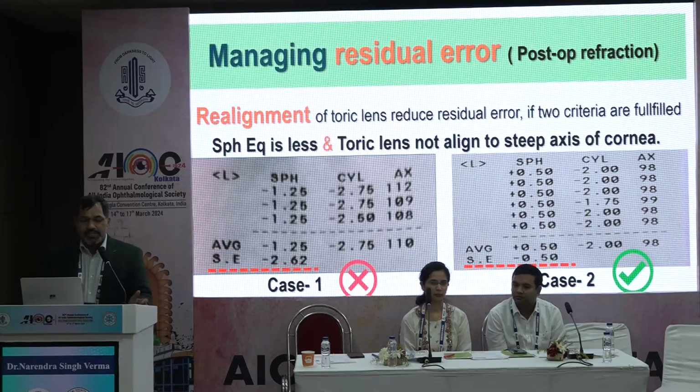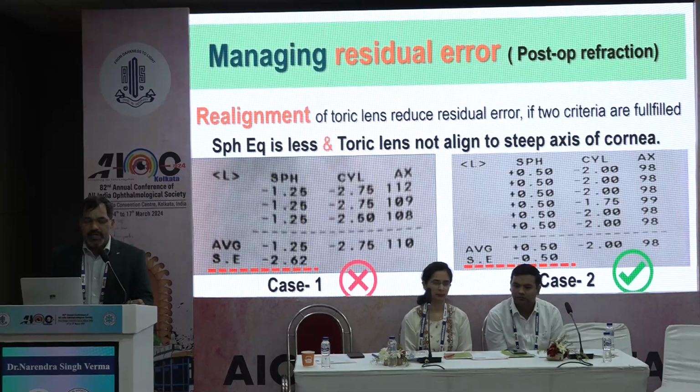So realignment, what is the option? If in a toric lens there is residual error, how can we reduce the residual error? One is realignment. In which condition is realignment possible? In 2 conditions it is possible. One, the spherical equivalent should be less. And second, if the current axis of the IOL is on the steep axis of the cornea, then there is no use in realigning the lens. So the spherical equivalent should be less, and the toric lens should not be on the steep axis of the cornea.